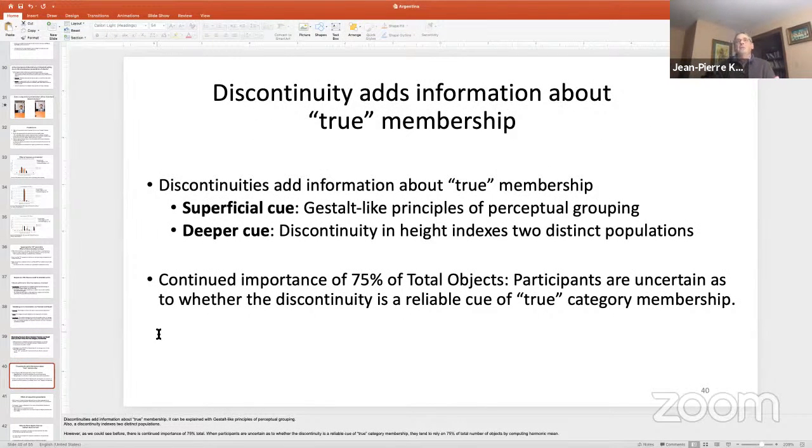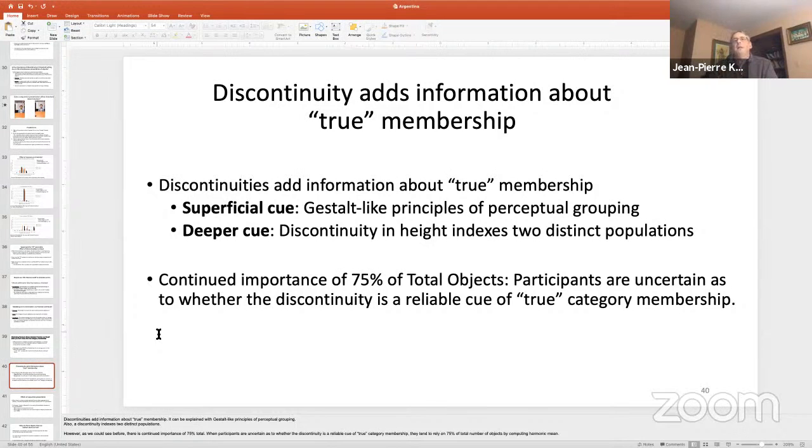Now, what about discontinuity? Well, discontinuity adds information, and they can now use more information than just, oh, it has to be above the median. And there are two ways you can think about discontinuity. One is you can think of it as a superficial cue, a Gestalt-like principle of perceptual grouping. That would work well for our experiments where presentation was simultaneous, but not for presentation that was sequential, where people had to rely on their memory.